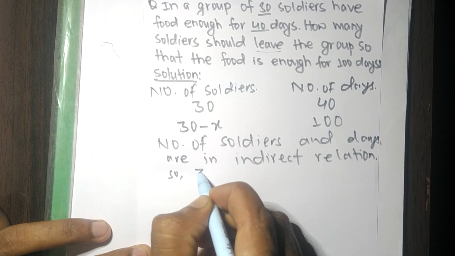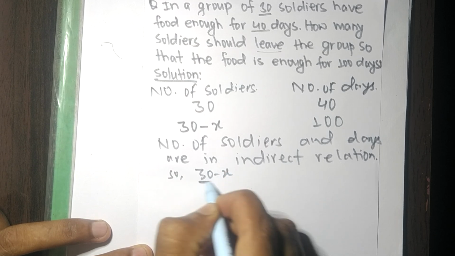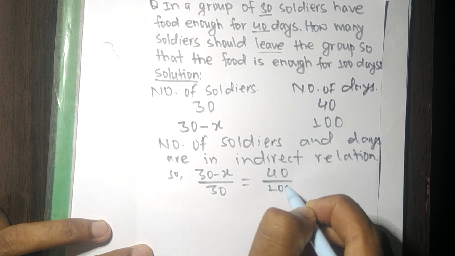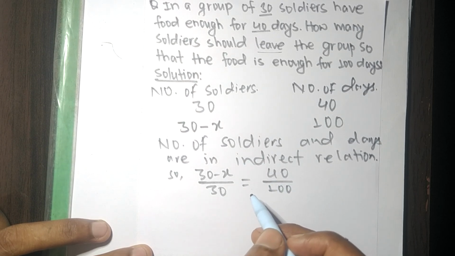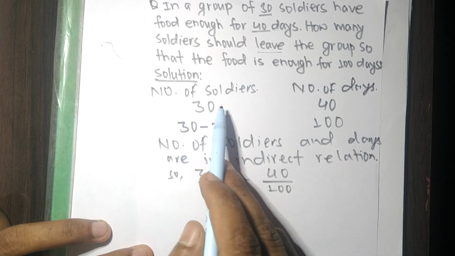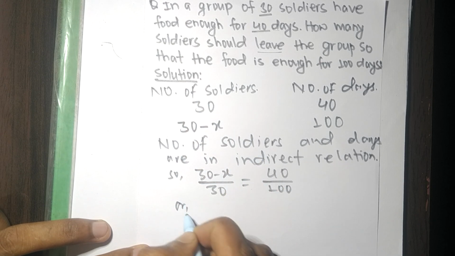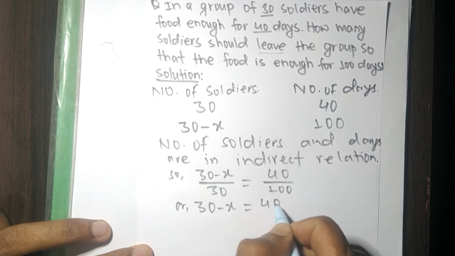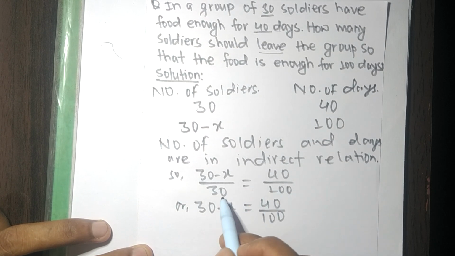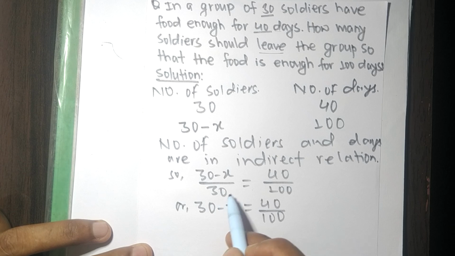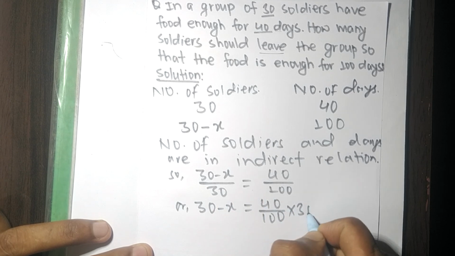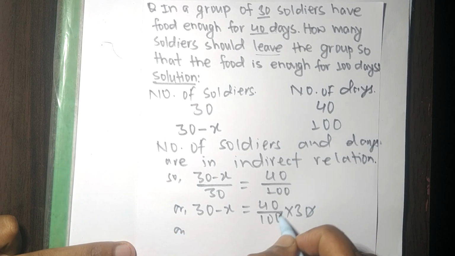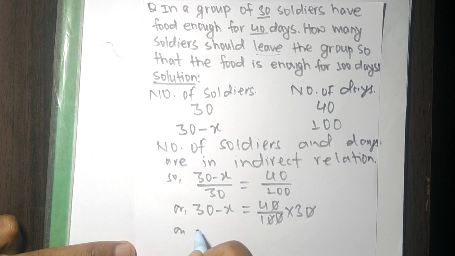So we can write (30 minus x) by 30 is equal to 40 by 100. In case of indirect relation, we can interchange these terms. So it is (30 minus x) is equal to 40 by 100. This 30, which is in division, moves to the opposite side and becomes multiply. Now the zeros cancel, this zero cancels.